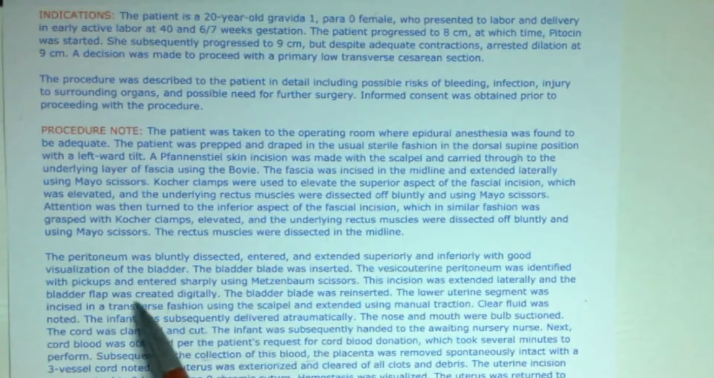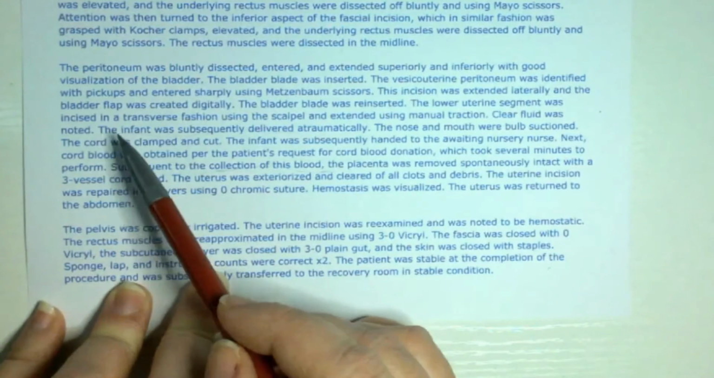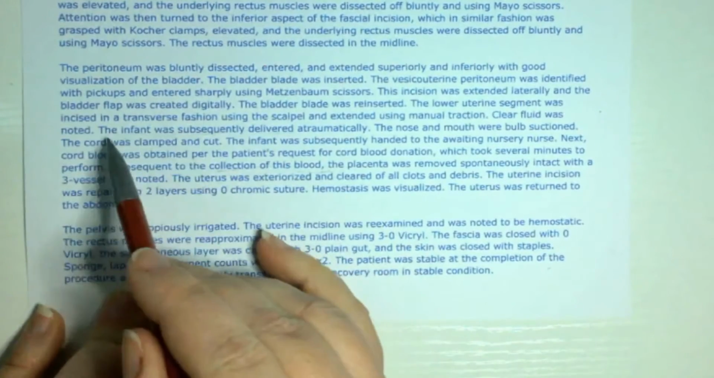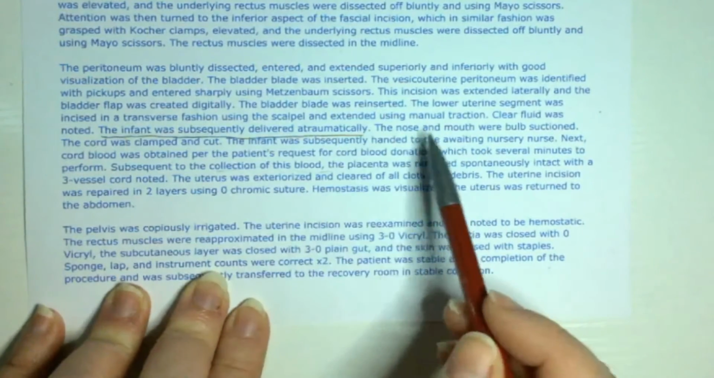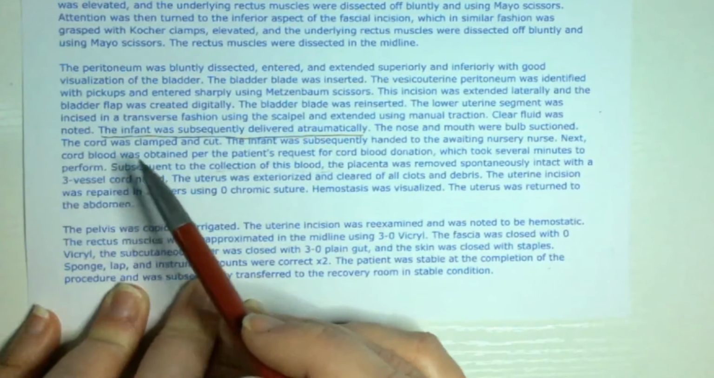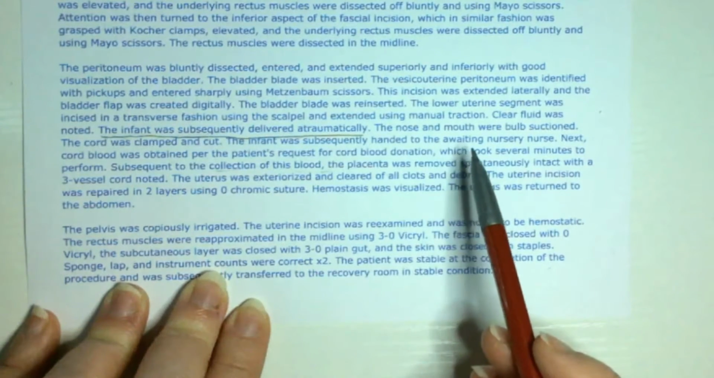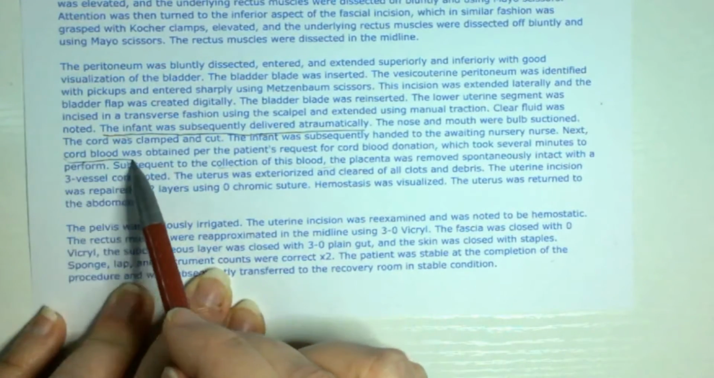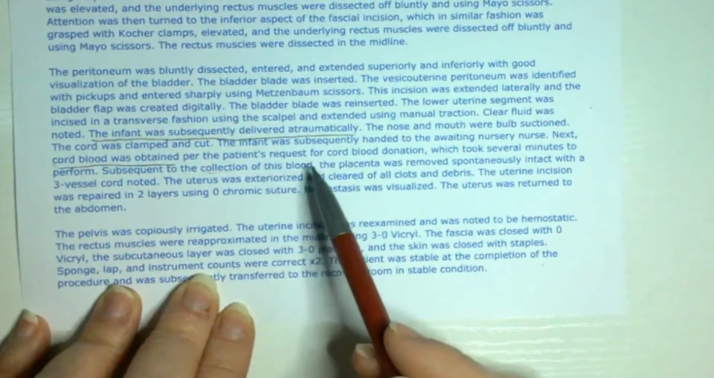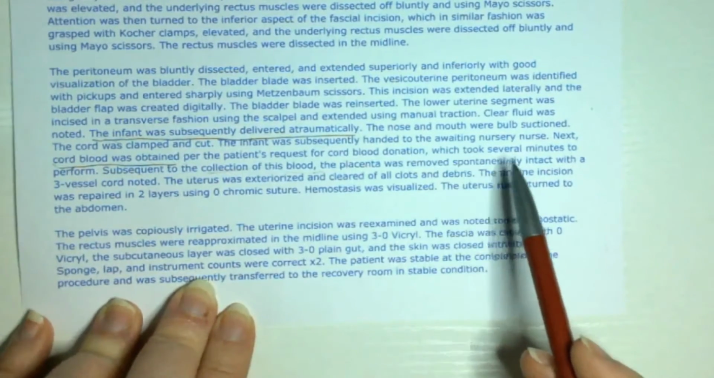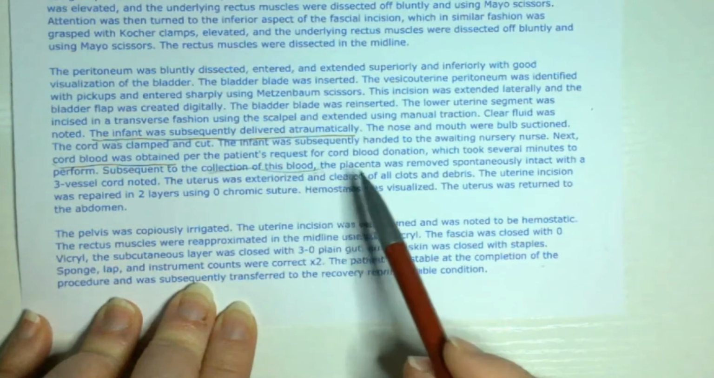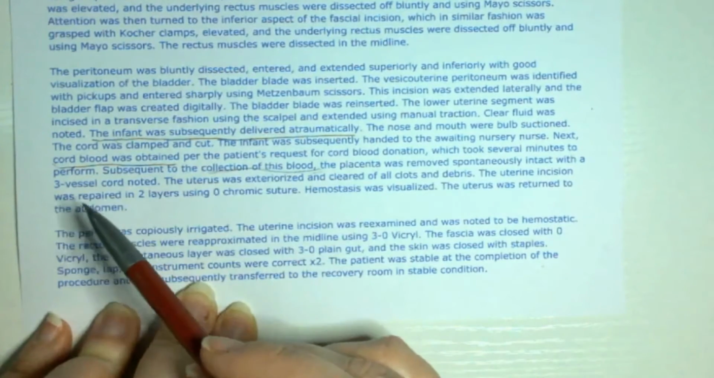The lower uterine segment was incised in a transverse fashion using the scalpel and extended using manual traction. Clear fluid was noted. Infant was subsequently delivered atraumatically. So there we go. The nose and mouth was bulb suctioned. The cord was clamped and cut. The infant was subsequently handed to the waiting nursery nurse. Next, cord blood was obtained. So that's something that the patient personally requested for cord blood donation, and that took several minutes to perform. Subsequent to the collection of this blood, the placenta was removed spontaneously, intact, with a 3-vessel cord noted.